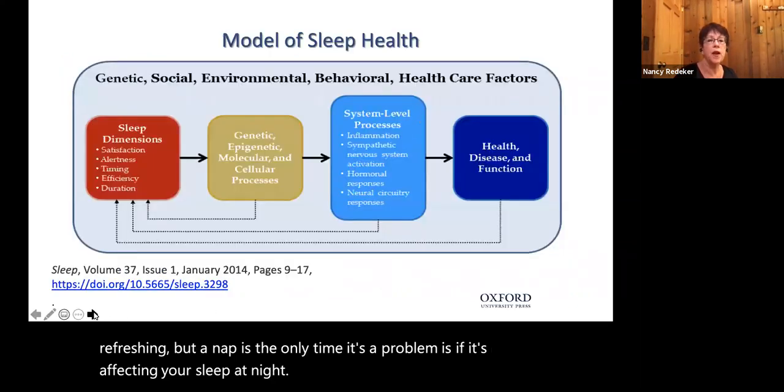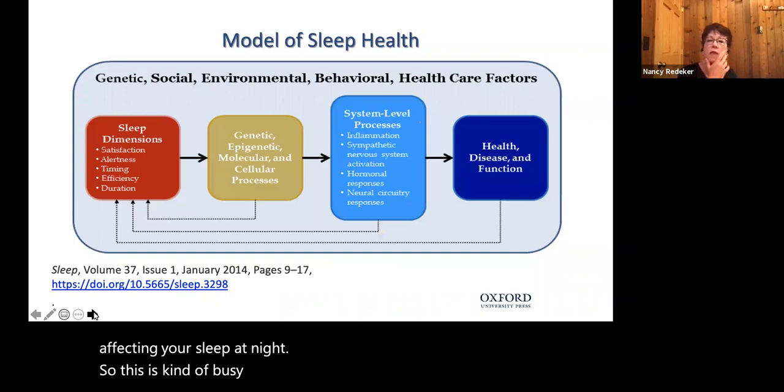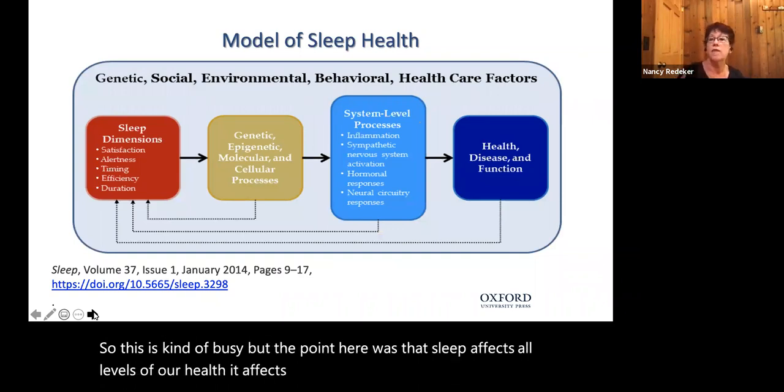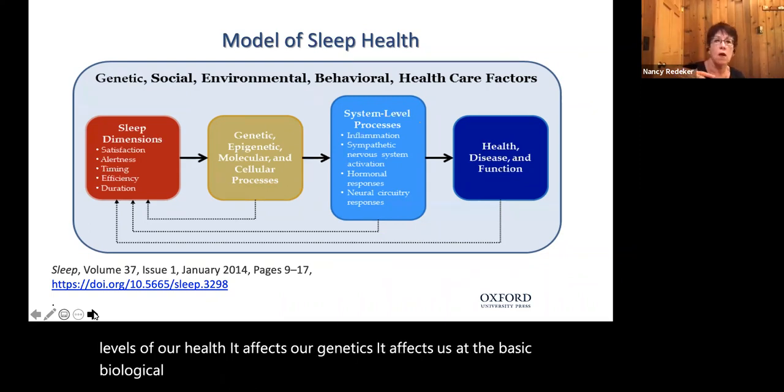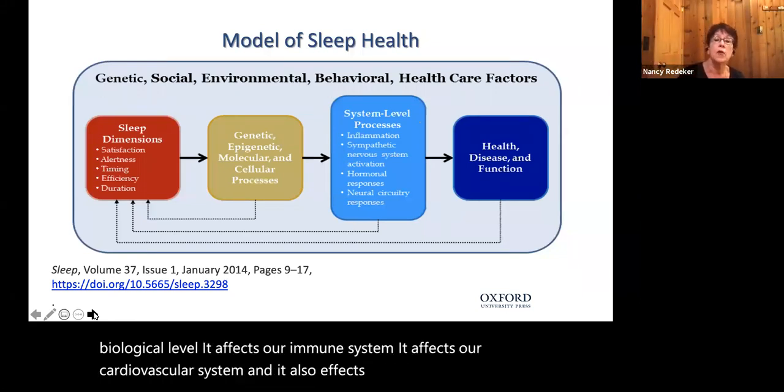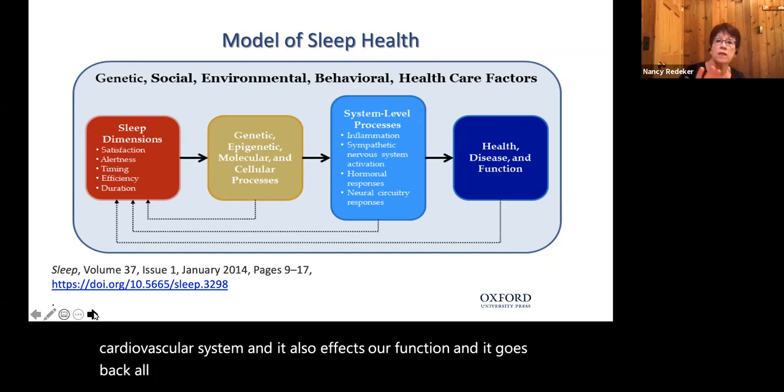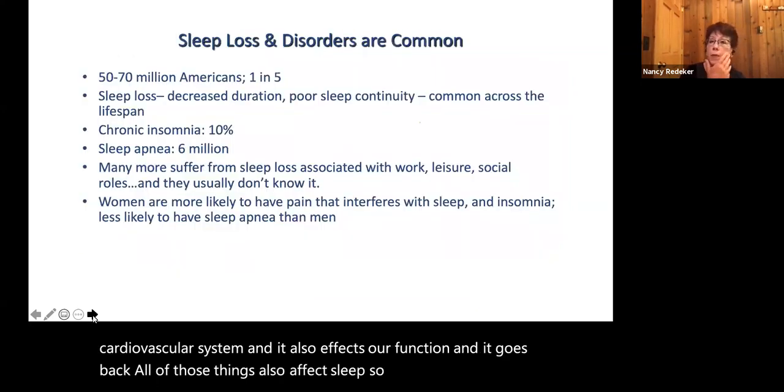So this is kind of busy, but the point here was that sleep affects all levels of our health. It affects our genetics. It affects us at the basic biological level. It affects our immune system. It affects our cardiovascular system, and it also affects our function. And all of those things also affect sleep. So it's sort of like a feedback loop.